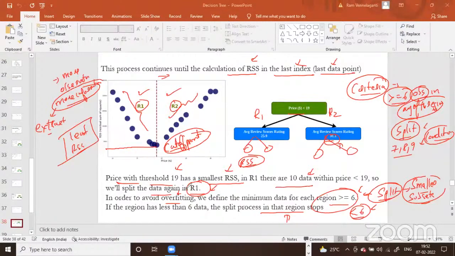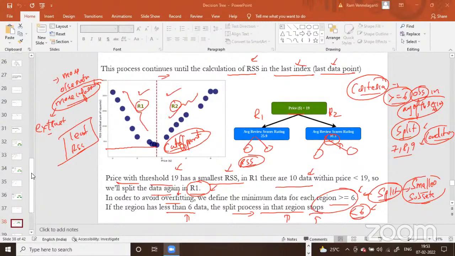So you are going to continue splitting your data until each of your regions are going to have greater than or equal to 6 observations. Once you discover that any of your region is having less than 6 observations, then do not split that region. So that is the threshold or condition what we are trying to establish. So if the region is having less than 6 observations for us, then please do not split that region further. Stop it.